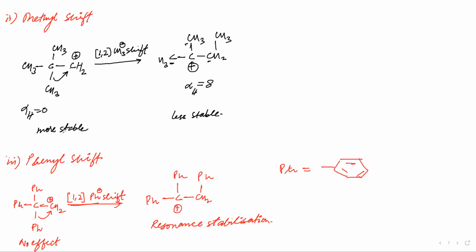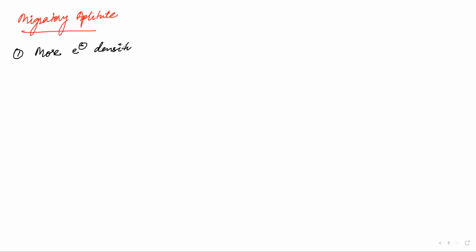Now, migratory aptitude. This migration which is happening of phenyl, methyl, alkyl and hydrides. So what is the aptitude? Which one can migrate more easily? The next topic is migratory aptitude. So how to comment on migratory aptitude? There is only one principle, that is more electron density means higher migratory aptitude.